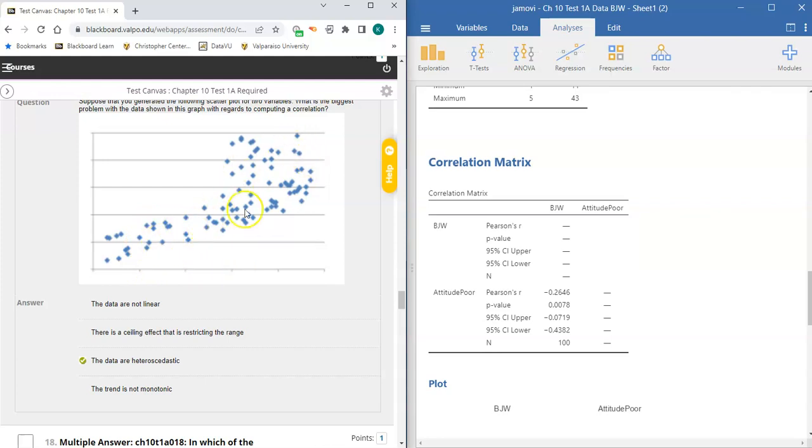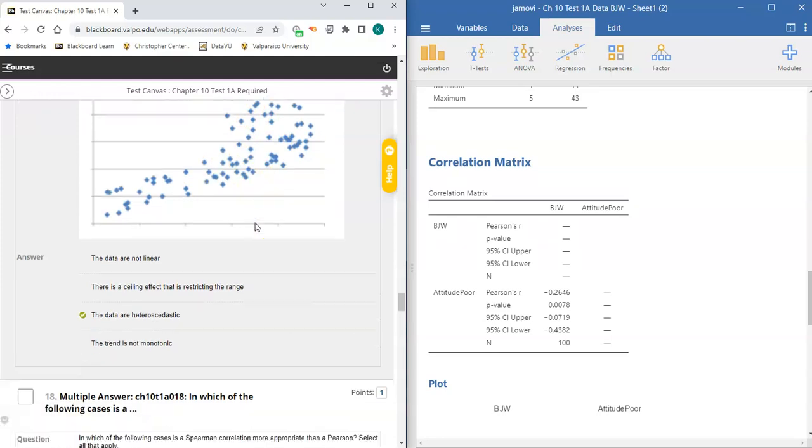So when you see something that looks like that, and of course the greater variability could be over here and the lesser variability could be over there, it doesn't matter which side it's on. It just matters that you have roughly the same variability across the whole range of values of X. And we do not have that here, so this is heteroskedastic.